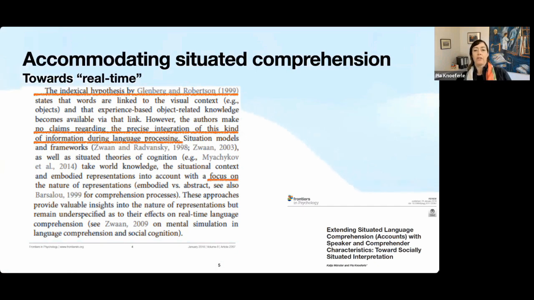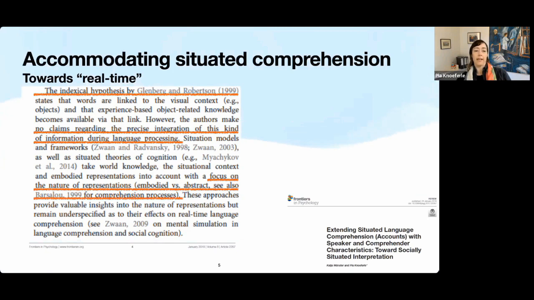So the focus instead has, and for good reasons, been on the nature of representations. Most of you will have heard about the embodied language community and their focus on what representations do we want, right? That's tying in with the perceptual symbol systems representations and the embodied construction grammar approaches that I've just touched upon.